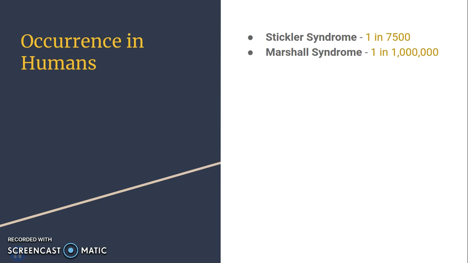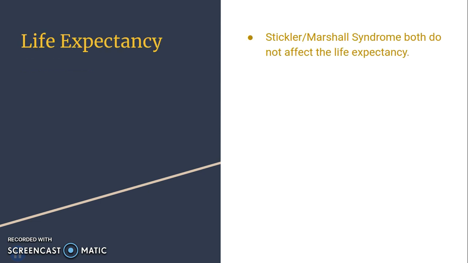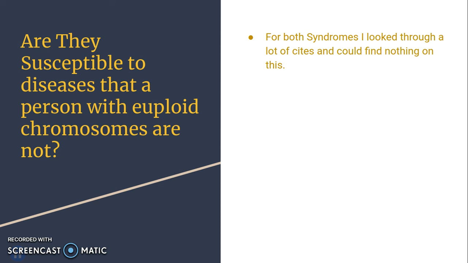Occurrence in humans. So for Stickler, it's 1 in 7,500, and Marshall syndrome is 1 in 1 million. Life expectancy. So Stickler and Marshall syndrome both do not affect the life expectancy. You can live a long life with both these syndromes.